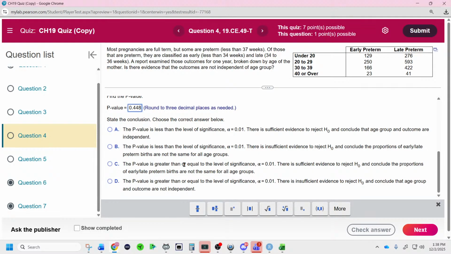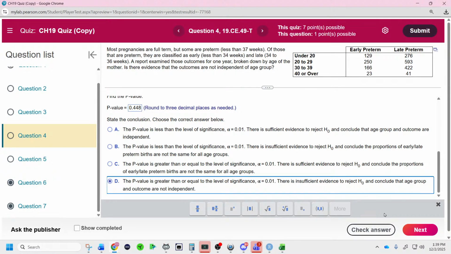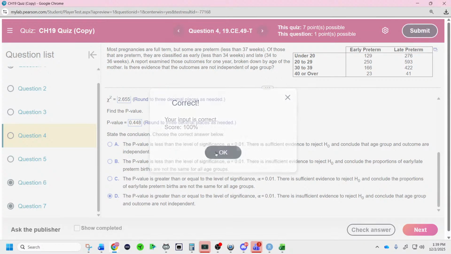So which one of these makes sense? A, B, C, or D? I can see the answer pretty quickly because there's only 2 things I'm looking for. The p-value is way bigger than alpha. My p-value is way bigger than alpha. I'm going to do what? Is it A, B, C, or D? It's a good one to know. It is D. Yep, because the p-value is way bigger than alpha, greater than the level of significance. There's not evidence to conclude that they are not independent. We should get 100. Yay!